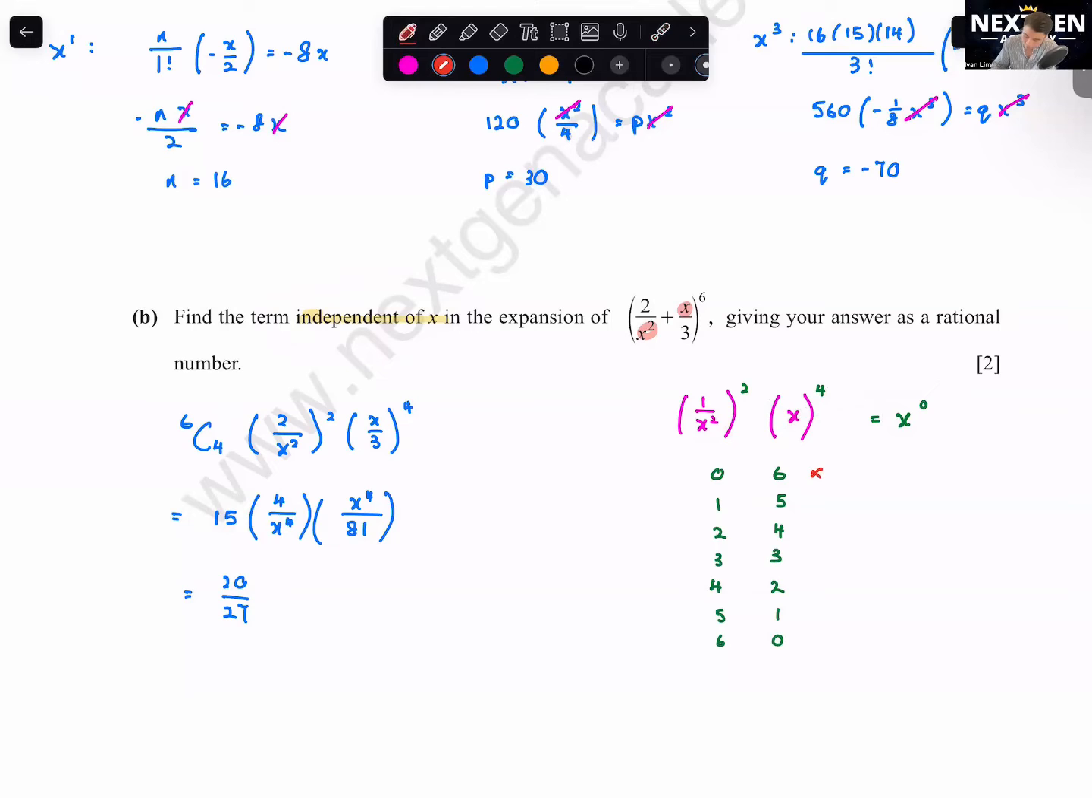If I put x to the power of 2 in the denominator, then x to the power of 5, what is my outcome? I'll get 5 minus 2, so my outcome will be x to the power of 3. Got it? So you just need to see which is the possible combination that will give you x to the power of 0. By the way, it is not always x to the power of 0. You need to read the question properly. Sometimes they may say find the term that gives you x to the power of 1. So you need to balance it out. Okay? Any more questions?